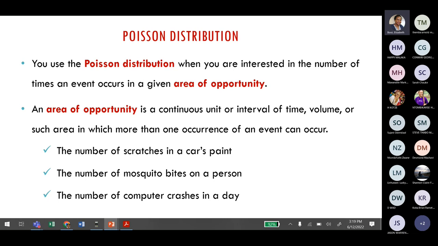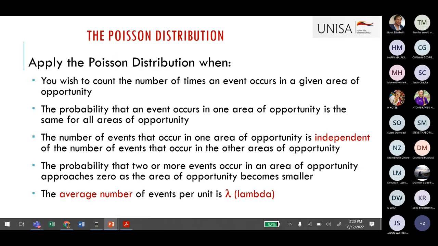This can be the number of scratches in a car paint, the number of mosquito bites on a person, the number of computer crashes in a day. We apply the Poisson distribution when you wish to count the number of times an event occurs in a given area of opportunity. And we can calculate the probability that an event occurs in that one area of opportunity, and it will also hold for all the other areas of opportunity. And you will see when we do some activities as well.